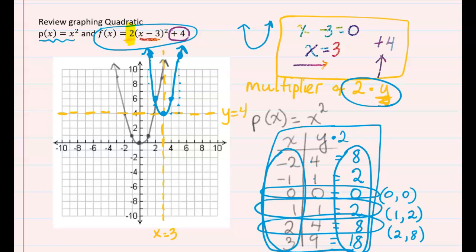We can see that we had a vertical stretch, so it stretched it up a little skinnier, and we can see that it had a horizontal shift as well as a vertical shift.